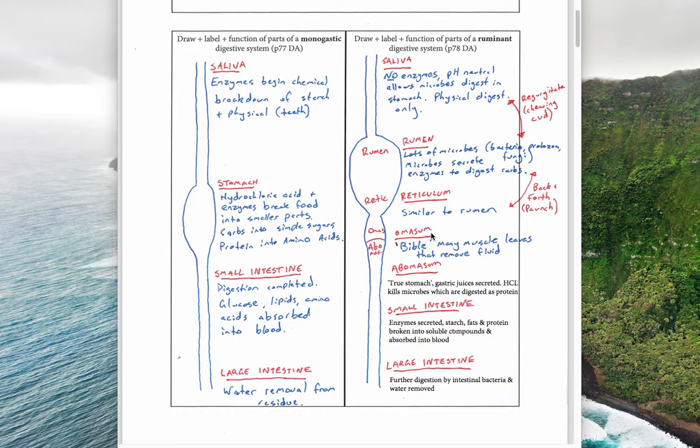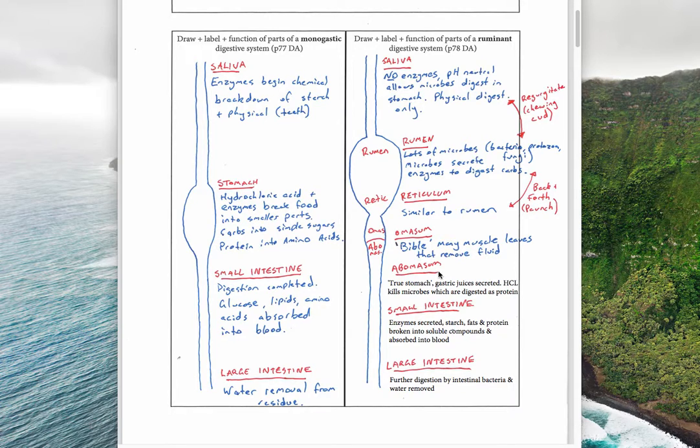Then we move down to the omasum, sometimes termed the Bible. It has a lot of muscular folds, and the folds increase the surface area. That's why there are so many pages or leaves, like in the book, the Bible. The muscles in the omasum squeeze the fluid and water out of the food that's passing through and reabsorb it into the blood. That helps the animals live in very dry conditions, and they maximize the water they get out of their feed and don't lose any water, as you notice by sheep droppings, which are very dry.